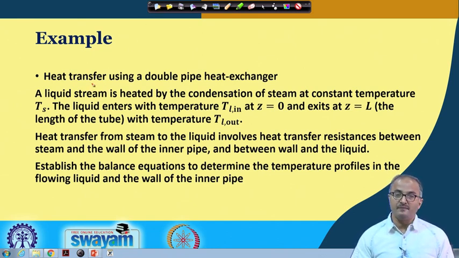So, here we have the heat transfer using a double pipe heat exchanger. A liquid stream is heated by the condensation of steam at constant temperature Ts. Now, you see that here the colder liquid is to be heated up using steam, and here we are saying the steam is at a constant temperature. Now when can that happen?